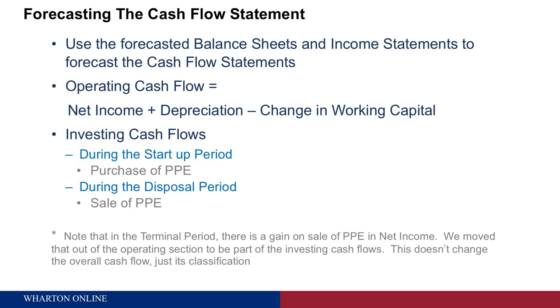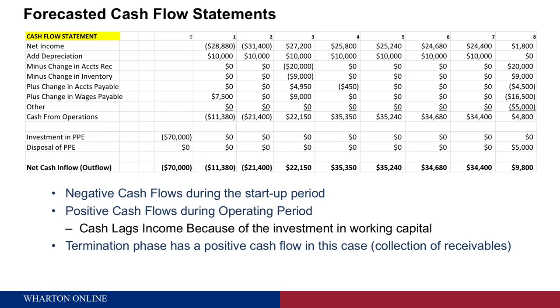We're also going to have investing cash flows during the startup period where we're going to be spending money on property, plant, and equipment, and investing cash flows during the disposal period where we're actually going to get money. So we need to make sure we include those into our spreadsheet as well. We can lay out our forecasted cash flows. Note the negative cash flows during the startup phase. This is where we're not bringing in any revenue, but we are spending money. The positive cash flows during the operating phase.